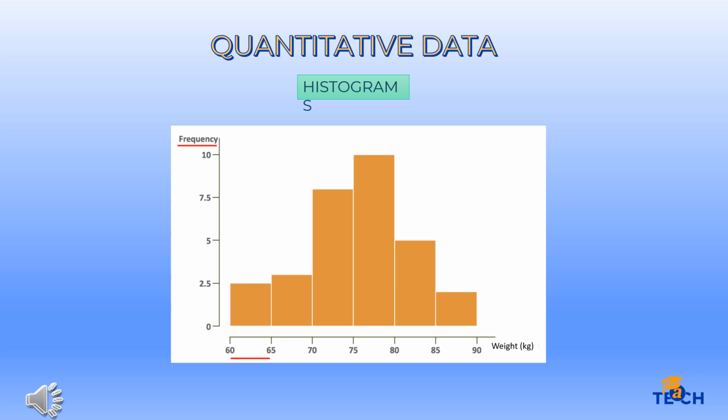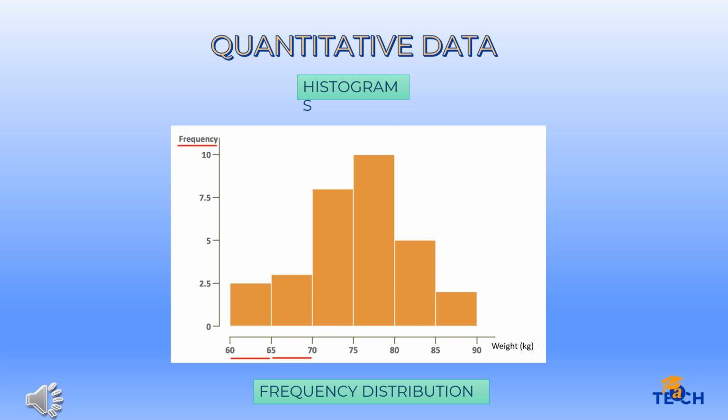To read a histogram, you first pick one of the intervals and determine the height. So for the interval between 60 and 65, we see that the bar has a height of 2.5. This means that from the data we collected, 2.5 people have a weight of between 60 and 65 kilograms. For the next interval, we see that the bar has a height of 3. So this means that 3 out of the total people I collected data from weigh between 65 and 70 kilograms. The rest of the histogram can be read in a similar fashion.